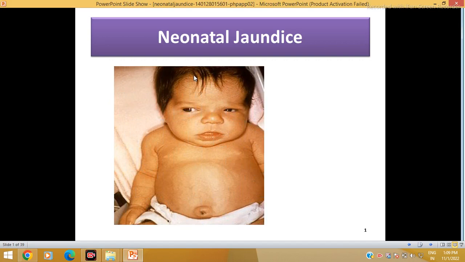So we will see how babies who have neonatal jaundice look. When the baby is newborn, the color of the whole body is pinkish red. But if the baby has jaundice, it may be physiological or pathological jaundice, which we will discuss later on. The color may shift from pinkish or whitish or reddish to a yellowish color.